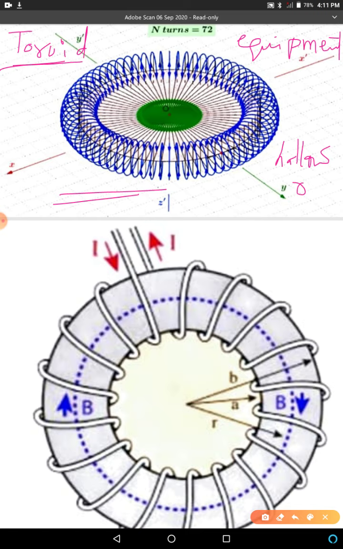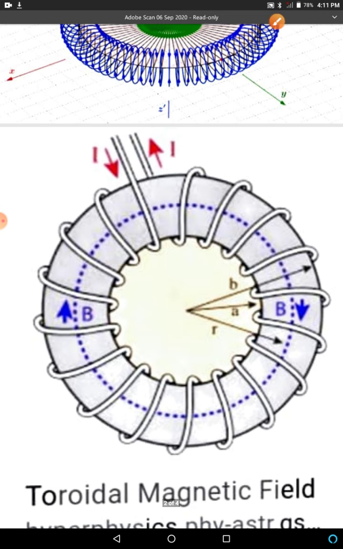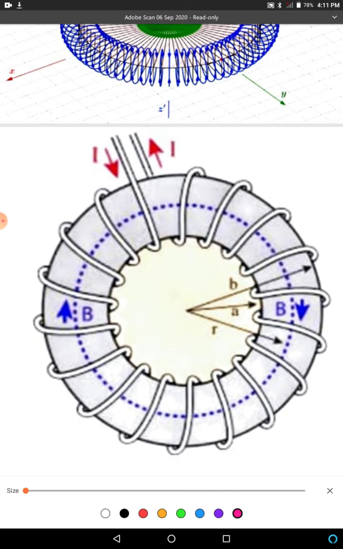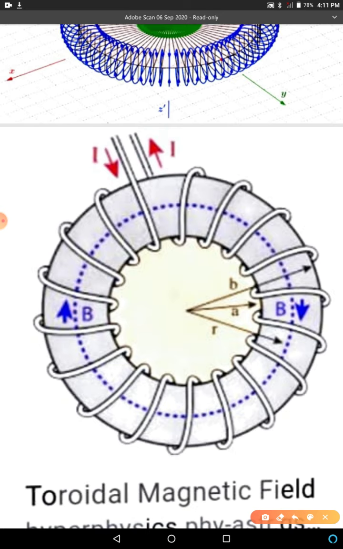You can observe in this diagram. This is the schematic diagram of the toroid. Write the schematic diagram of the toroid. It consists of a hollow circular ring, on which these white lines represent the wires wound on the toroid, the hollow circular ring. These wires are closely wound.